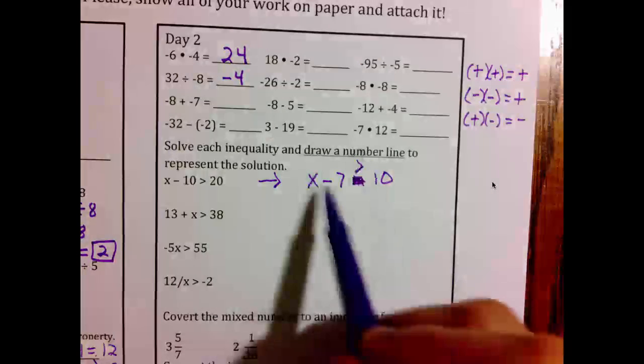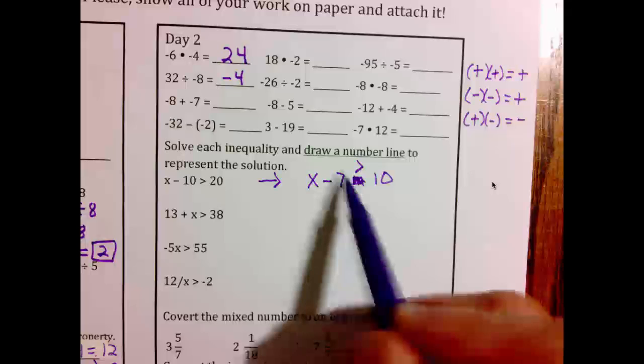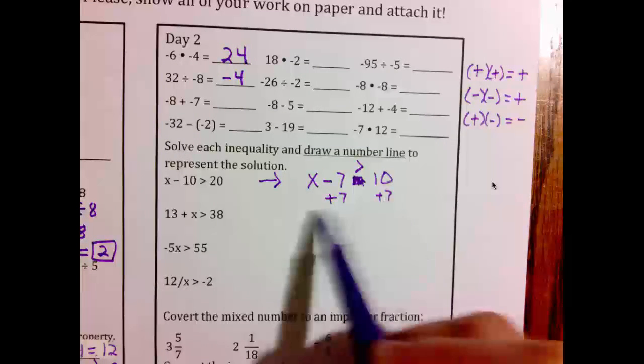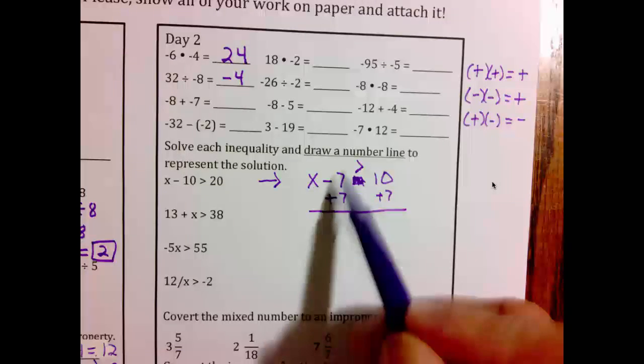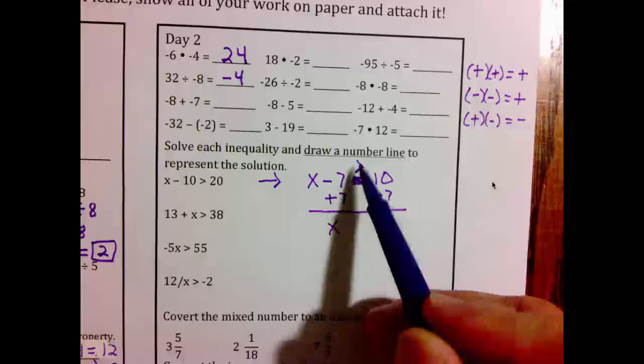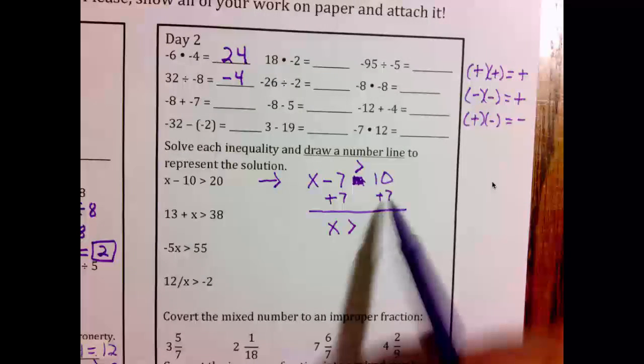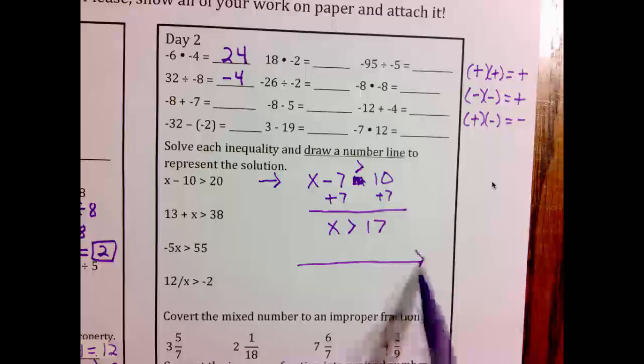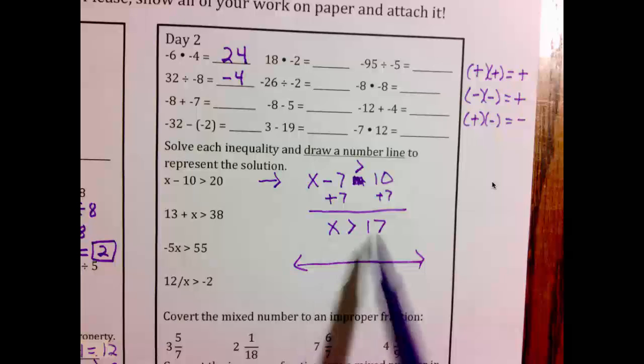Okay. Solving for x, I want to get rid of my subtract 7. I will add 7 to both sides. 7 cancels with 7 to leave x. Preserve my greater than. 10 plus 7 is 17. Now I want to graph this inequality. I want to graph values x greater than 17.